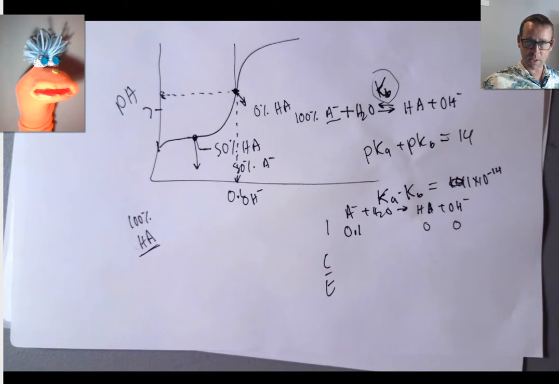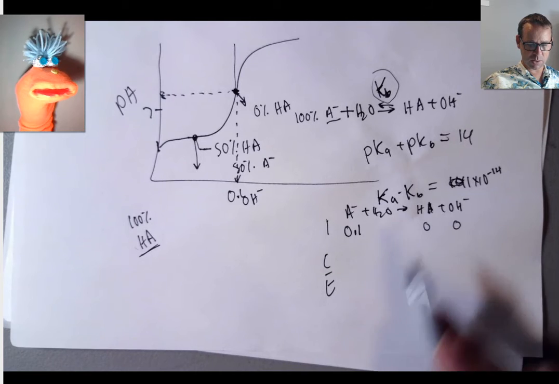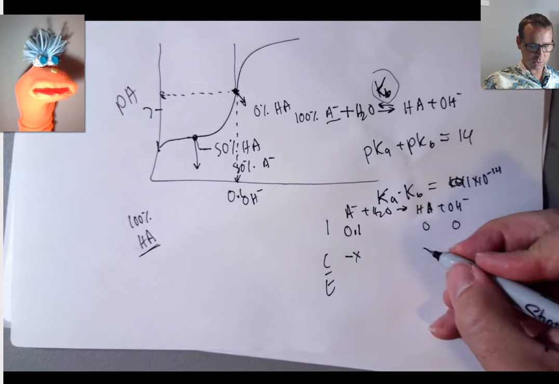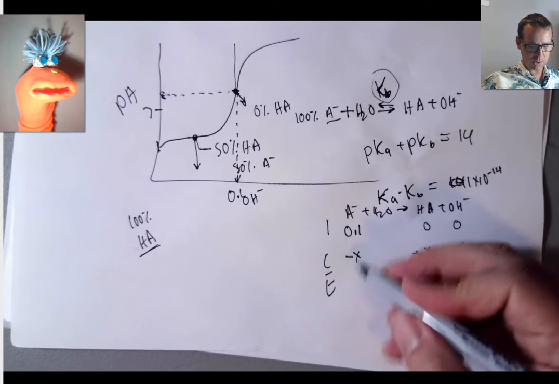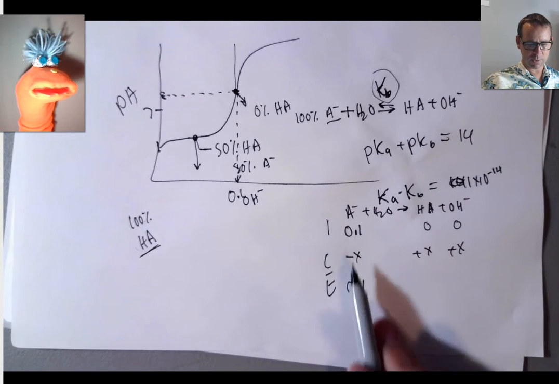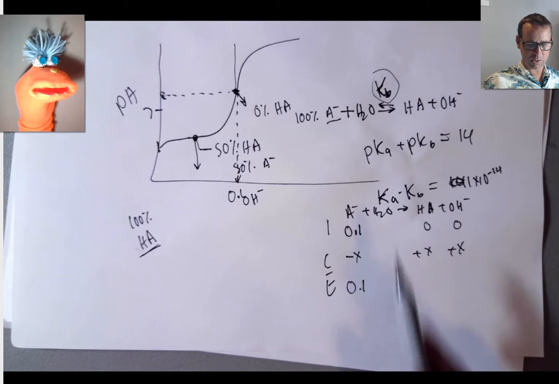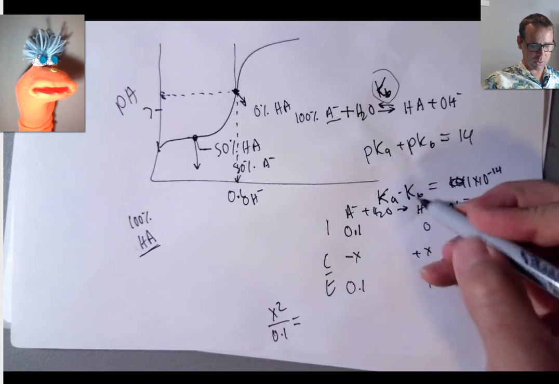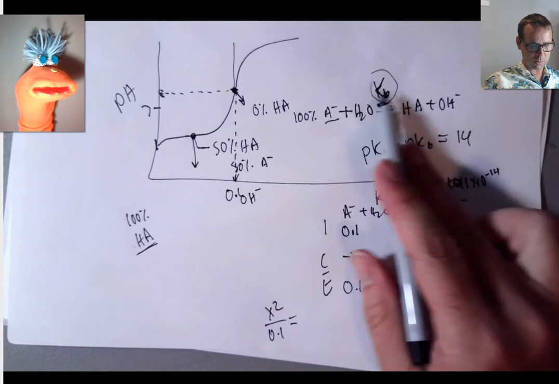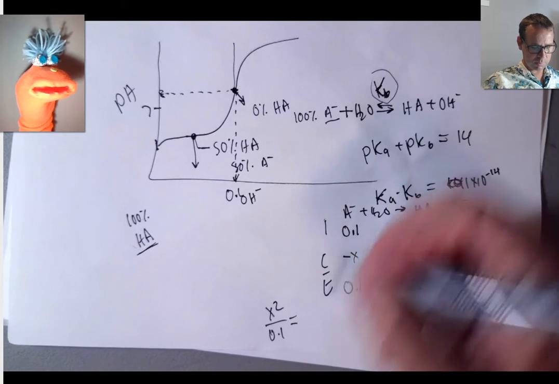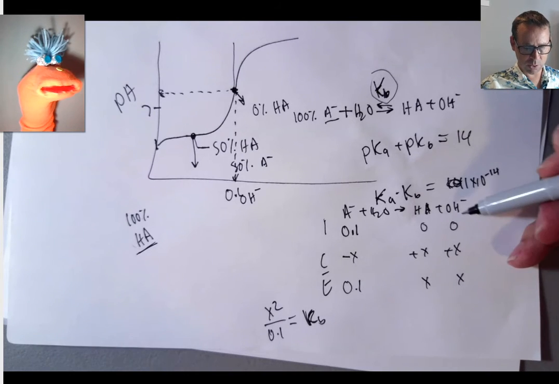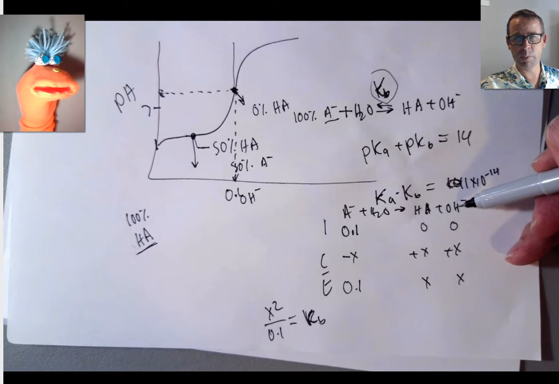I'm just trying to find out what the pH is, so I can count those as 0. Change: I'm going to lose some to this dissociation, x, gain some, right? Equilibrium, 0.1 minus x, but I don't have to take that minus x into account because it's going to be a relatively small value. So then I can say that x squared over 0.1 will equal the Kb for this reaction, right? The Kb, whatever that Kb is, and then I can solve for x, and that x will be the concentration of the hydroxide ion. Negative log of it would be the pOH, and then 14 minus that would be the pH.